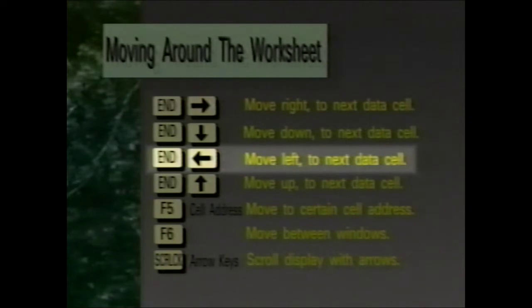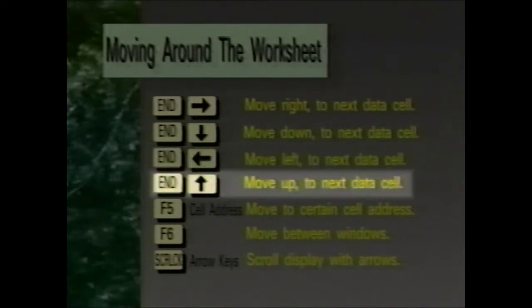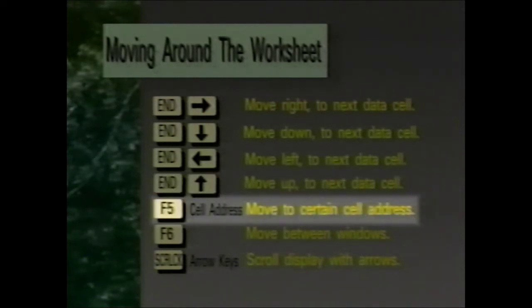By holding down the end key and depressing the arrow left key, the pointer moves left to the next data cell. By holding down the end key and pressing the arrow up key, the pointer moves up to the next data cell. If you know the cell address where you want to go, press the F5 key and enter it. The cell pointer will jump to that cell.